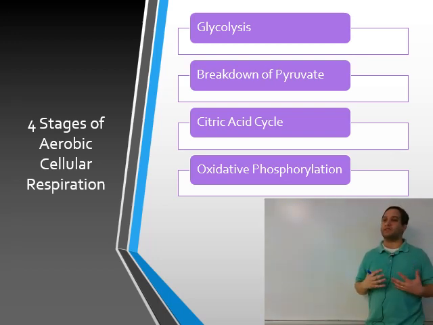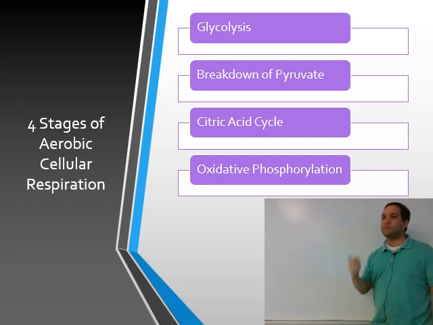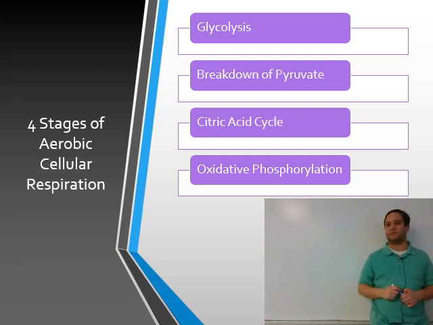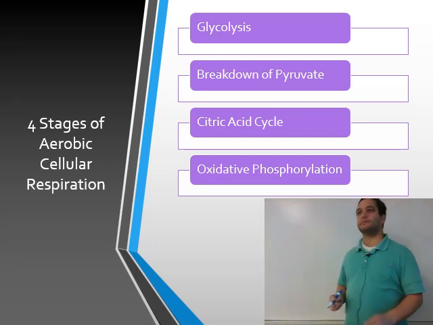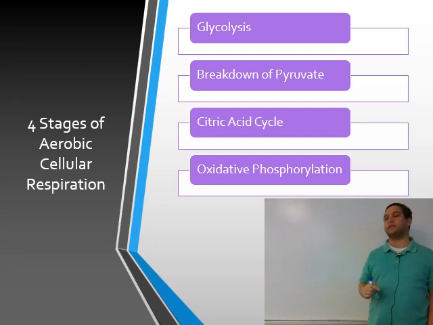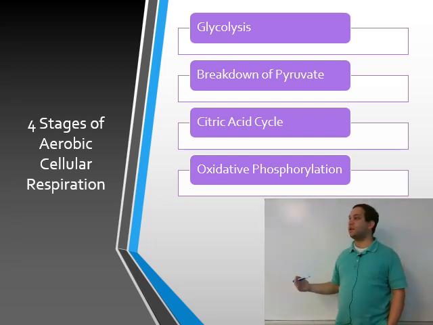There are 4 distinct stages to aerobic cellular respiration. I absolutely 100% guarantee you an essay question on your exam will be, describe the 4 stages of aerobic cellular respiration. There is no doubt in my mind that is going to be a huge question on the exam. It breaks down into 4 steps: glycolysis, the breakdown of pyruvate, the citric acid cycle, and oxidative phosphorylation. Step 1, glycolysis. Step 2, breakdown of pyruvate. 3, the citric acid cycle or the Krebs cycle. And 4, oxidative phosphorylation.